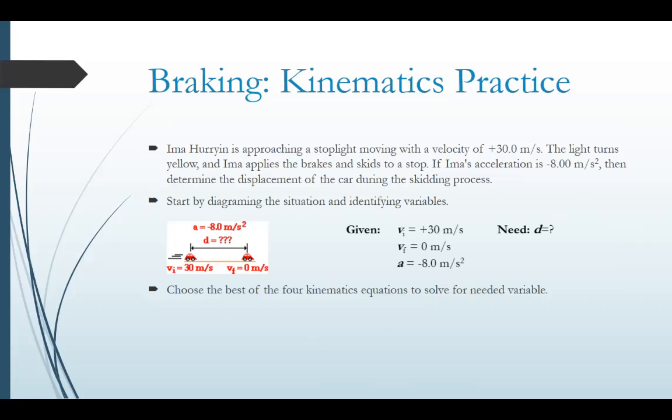The best one for this particular setup is to go ahead and use VF squared equals VI squared plus 2AD, because we have VI, we have VF, we have A, and we're trying to solve, in this case, for D. All right, so then we simply substitute and solve.